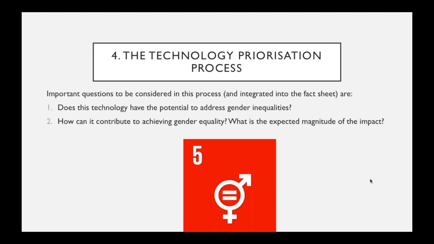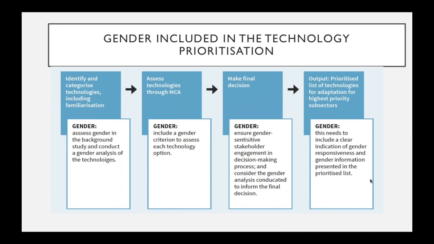Moving to the technology prioritization process, the key questions that need to be looked at are: does the technology selected have the potential to address gender equalities? How can it contribute to achieving gender equality? And what is the expected magnitude of the impact on gender? And in this slide, which will be a bit easier for those of you that are familiar with the TNAs to understand, you can really see the entry points for incorporating gender in a process of technology prioritization.